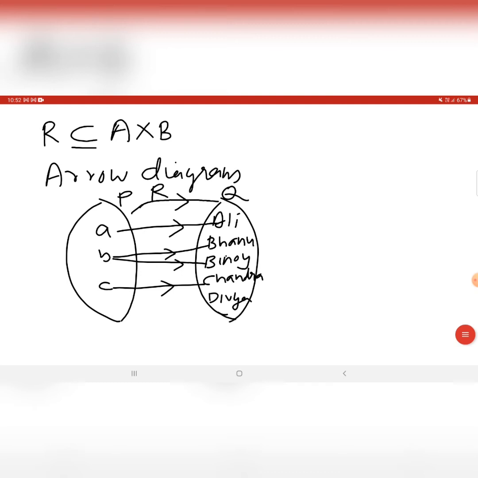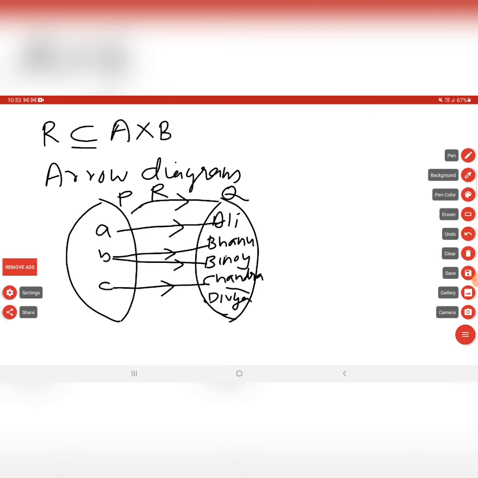Then clearly we can say which are the elements related to each other. See, here A is related to Ali, B is related to two of the elements, Bhanu and Binoy, C is related to Chandra. Now in the second set, Divya has no relation with any element in P. In this way we can analyze the relation.